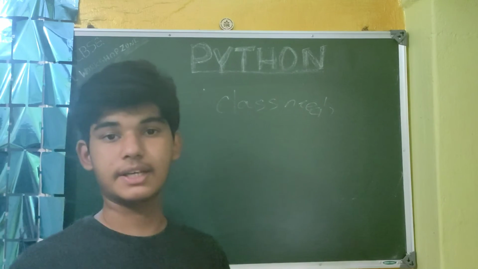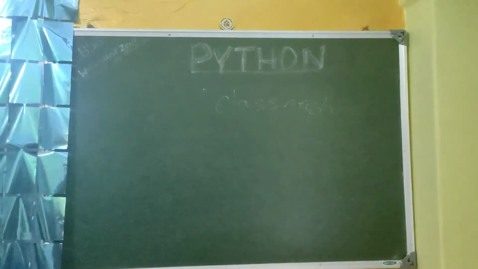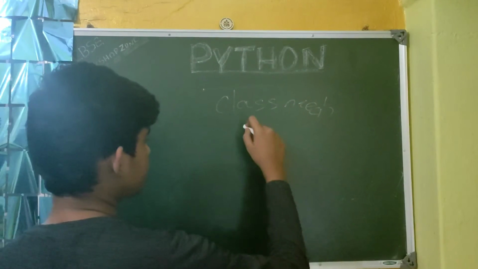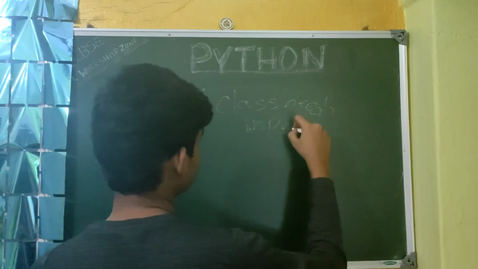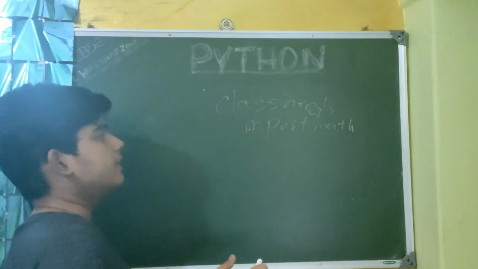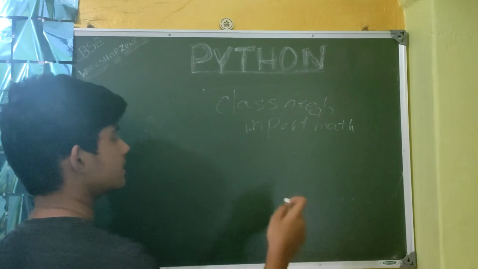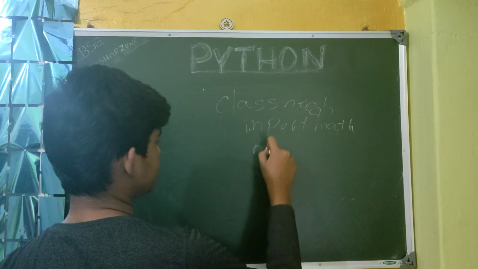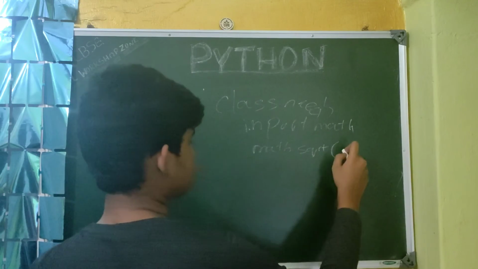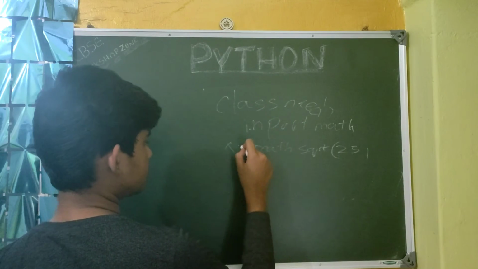So for example, let me write down some advanced mathematical functions. Let's take one or two. Let's say we take a class. Let's say we import math. Let's write two of the mathematical functions available in the math module. So let's write something like x equals math dot square root of, let's say, 25, and let's say print x.